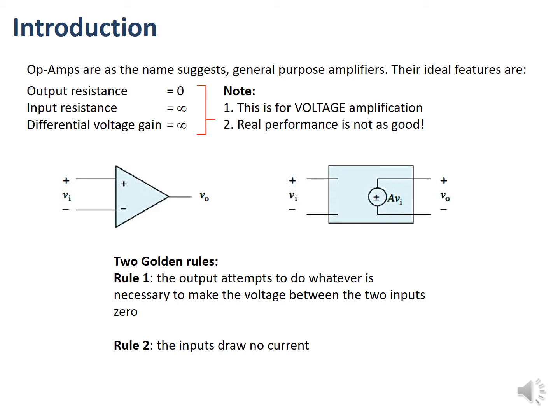Now, of course, in reality, real performance is not as good as that. But what we see with op-amps is what is often known as the two golden rules. The output attempts to do whatever is necessary to make the voltage between the two inputs zero. That's really how the circuit functions. And the inputs draw effectively no current, so it has a very high input resistance.